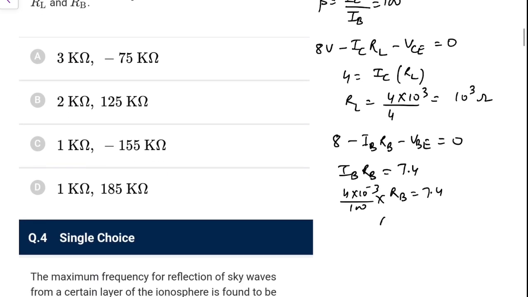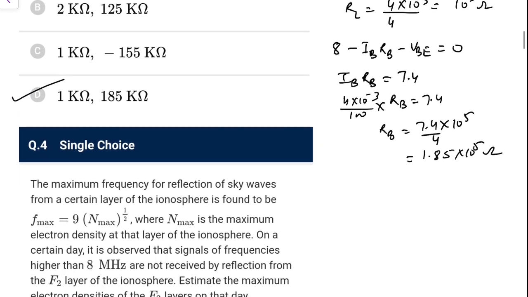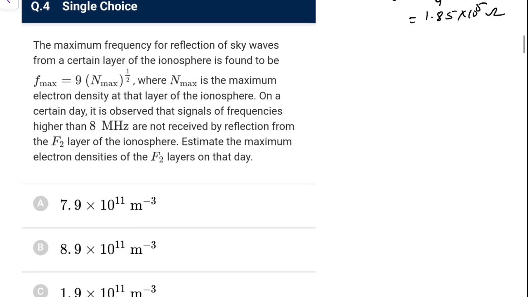So the value of RB, you can make it out as 7.4 into 10 to the power 5 by 4. So it would be very high, usually not that high, but it is given. So 4 upon 7.4, it would be 1.34, that is 1.85 into 10 to the power 5 ohms. So D option would be there. That would be the answer here. Usually we don't have it like this, but this is the data here.